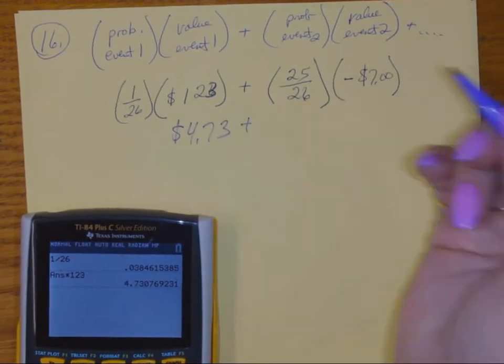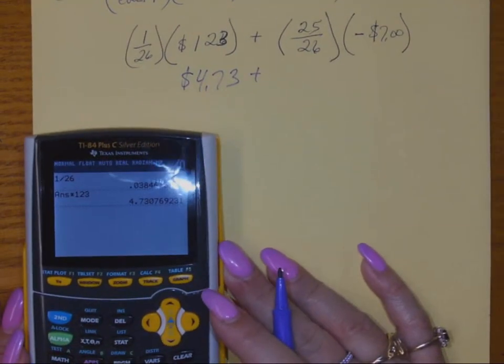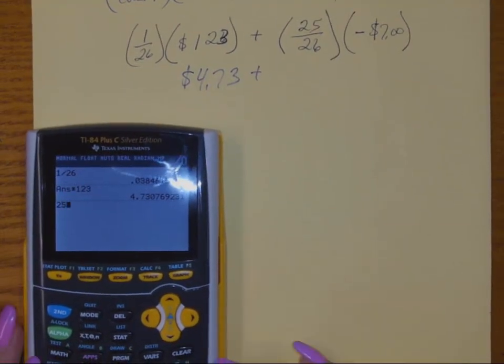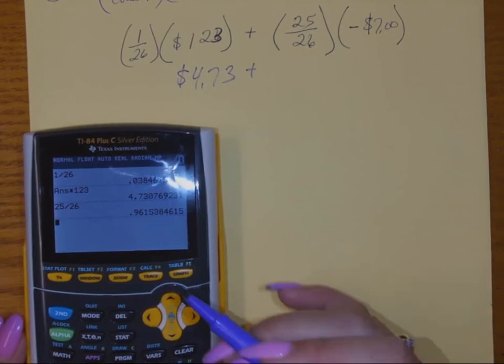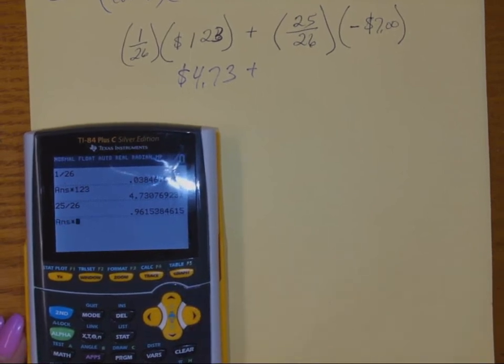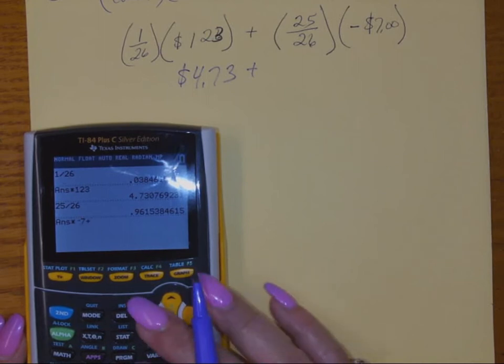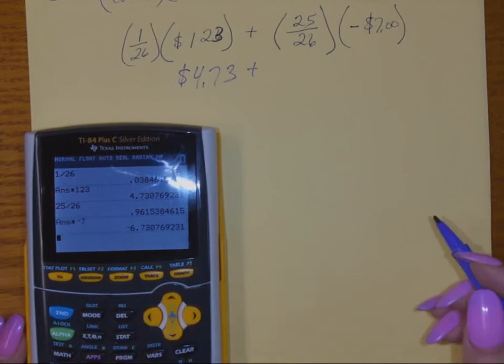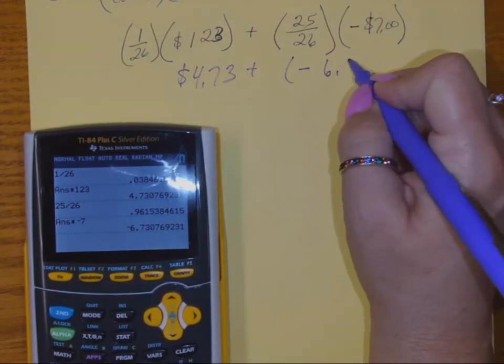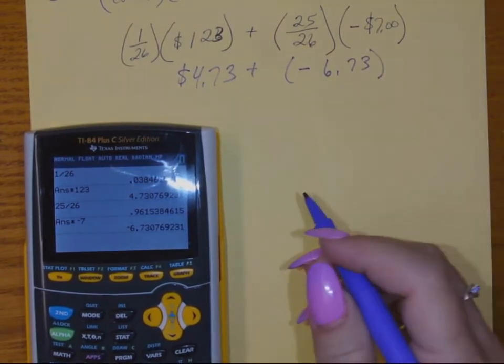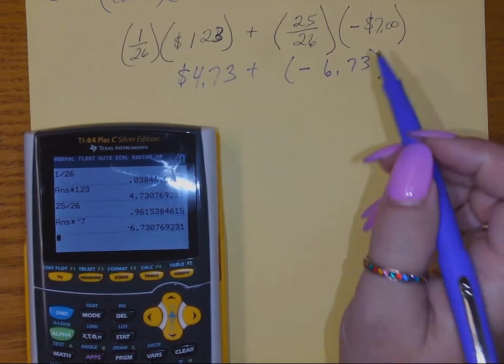Okay, plus, let's see what this looks like. 25 out of 26, that's really close to 1, right? Okay, so it's 0.96 times 7, but it's negative. Let me go ahead and throw in the negative 7 just so we can see it in there. Okay, that's a negative 6.73.